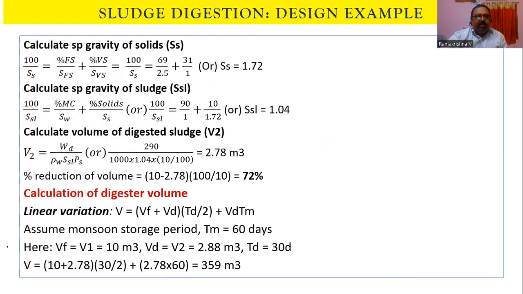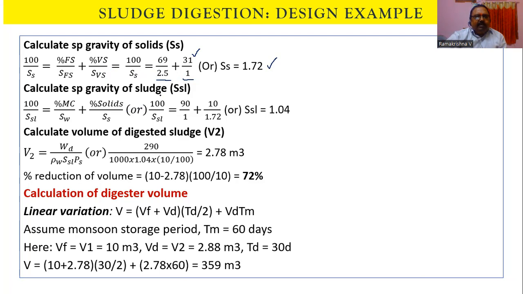Now we will calculate what is the volume of the sludge after digestion. Again, we go with the same formula. 100 by SS is equal to percentage FS by specific gravity of fixed solids plus percentage volatile solids by specific gravity of volatile solids. 100 by SS, the specific gravity of solids, is 69% is the percentage of fixed solids we have seen now, and 2.5 is specific gravity of the fixed solids. 31% is the percentage volatile solids, and this specific gravity is 1. So therefore, specific gravity of solids is 1.72.